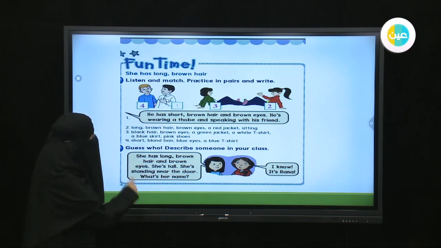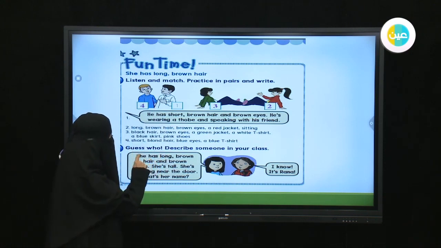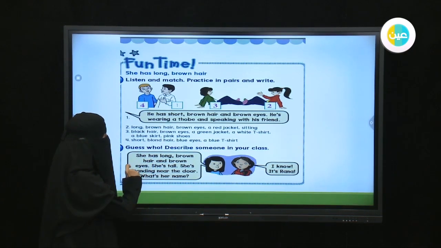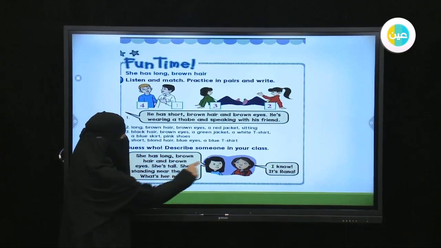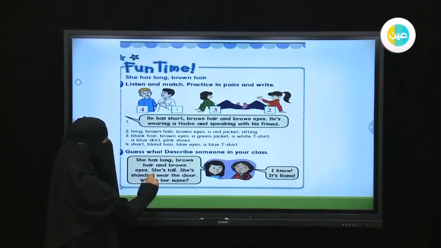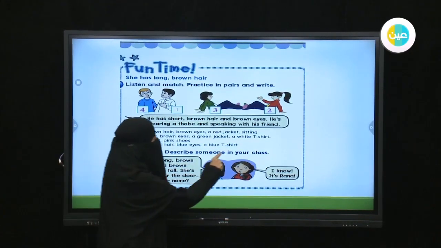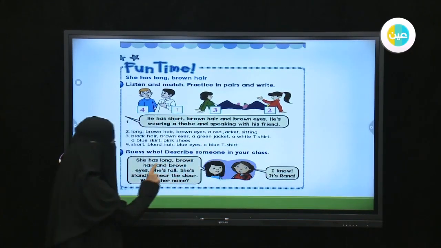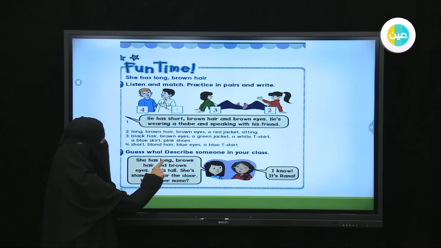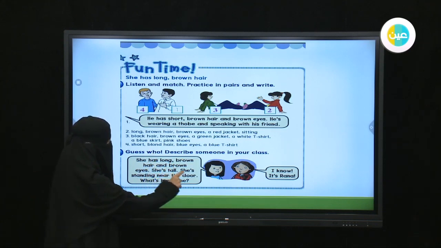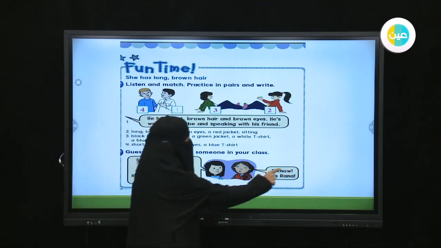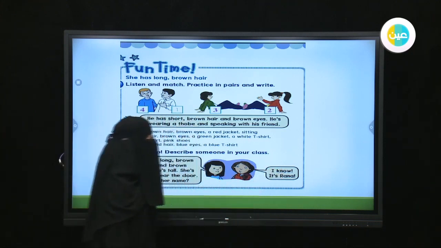Okay? You can use this to play a game. What's the name of the game? It's Guess Who. You try to guess who your friend is talking about. So your friend, like this girl, describes someone in your class, okay? And you try to guess the name. Let's read together. She has long brown hair and brown eyes. She's tall. She's standing near the door. What's her name? What did her friend say? I know, it's Rana. You see?